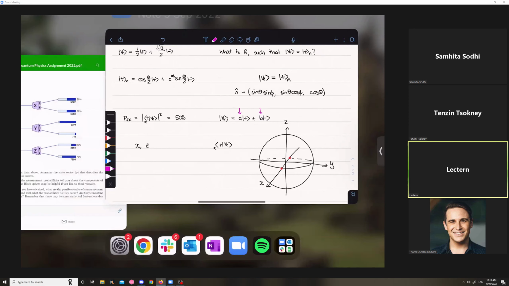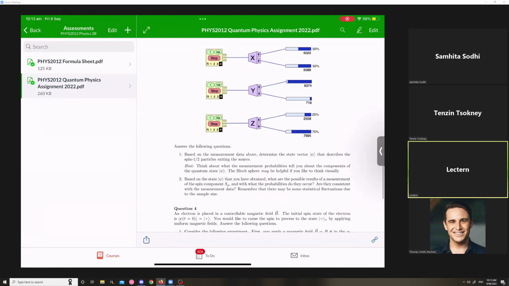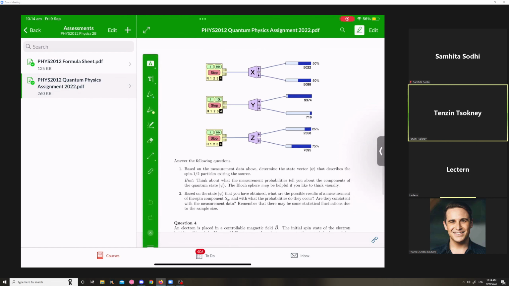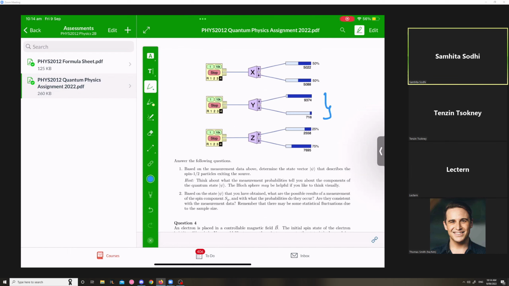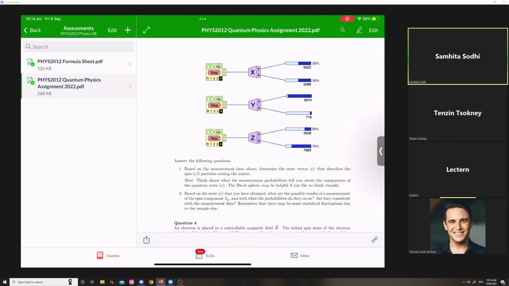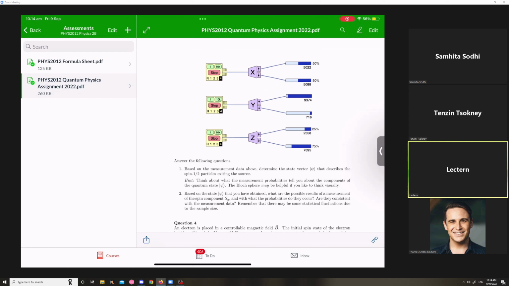Part 2 of this is where you take your state and confirm that the measurement statistics on Y make sense. So whatever you figure out the state to be, you can use the Born rule to check that it matches up with the experiment, this middle experiment for Y. Right. Okay. Does that make sense? Or do you want me to try and explain it a different way?